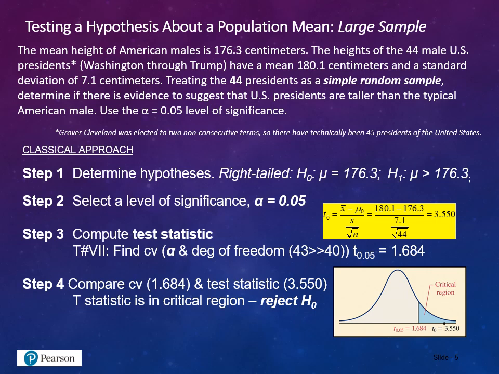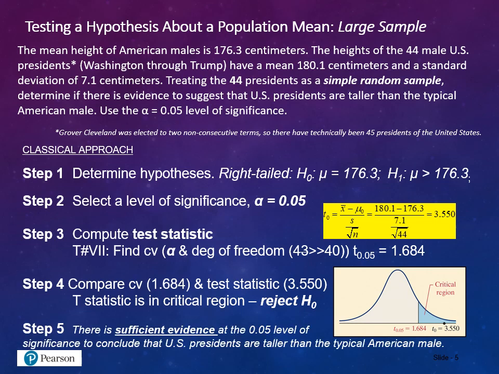And since the test statistic is in that region, we reject the null hypothesis. And the last thing we do is we create a conclusion statement. And remember, we don't ever really say we reject it. We just say that there is sufficient evidence at the specific level of significance, 0.05, to conclude that U.S. presidents are taller than the typical American male.